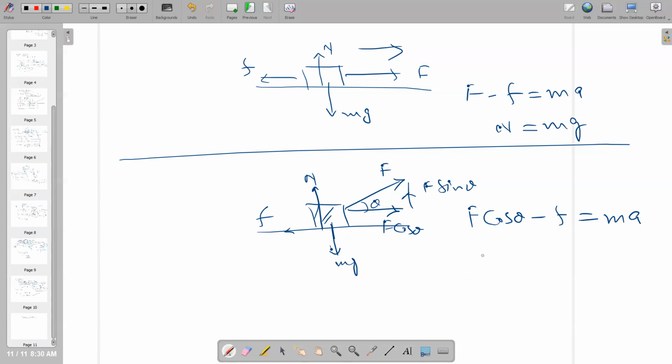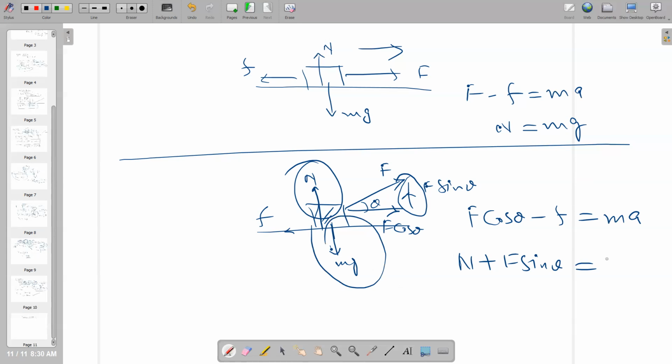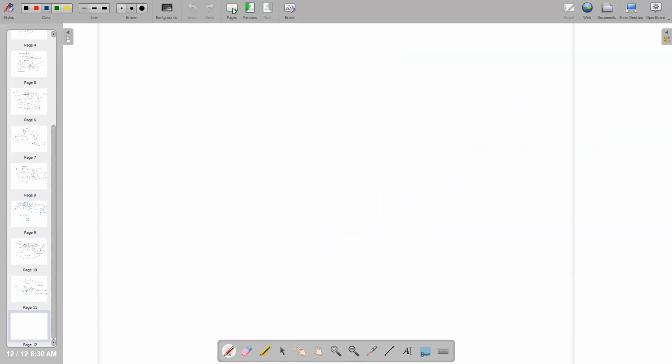In the vertical direction, upward forces are N plus F sin theta. This one and this one upward is equal to downward mg. So you will write the equation. So in this way you can solve this problem. Understand? Okay. Now see the situation.